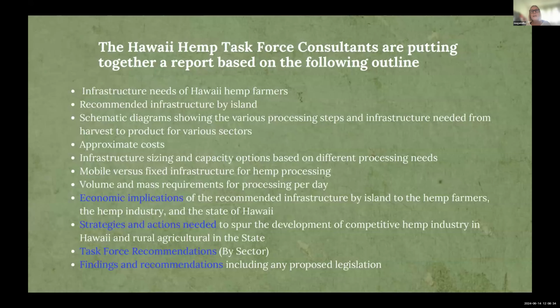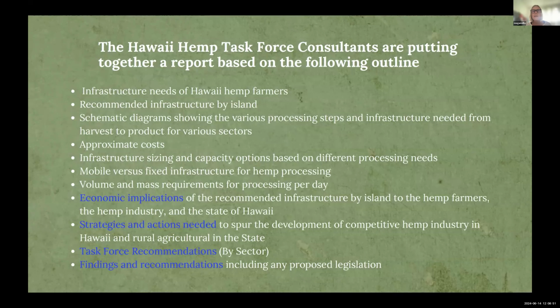So all of the ones in white, we've done most of this already. We just need to tighten up those sections, but we have most of this. We do need to add in a little bit more on the cannabinoid side for the processing needs, but that will be in there. And then the ones in blue, these are ones that still are works in process.